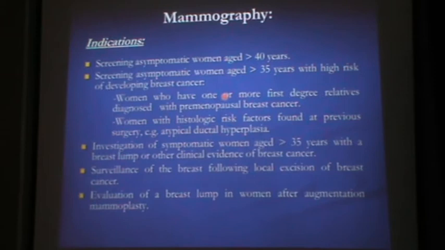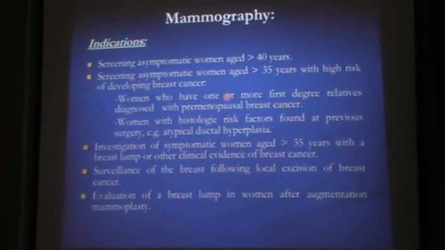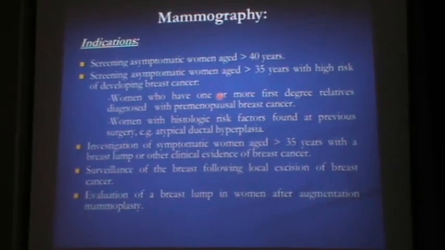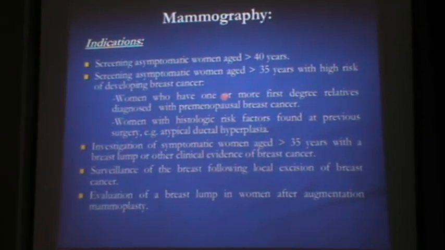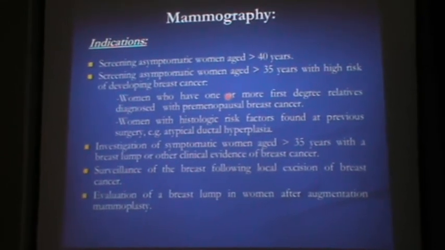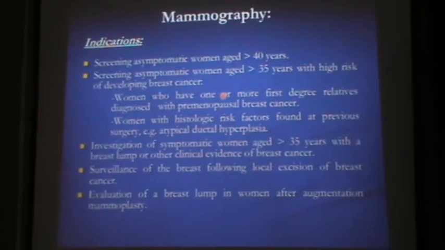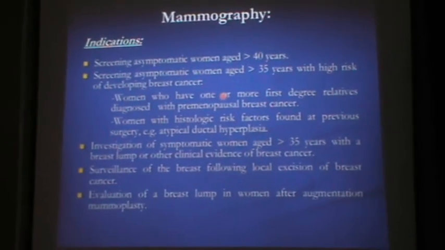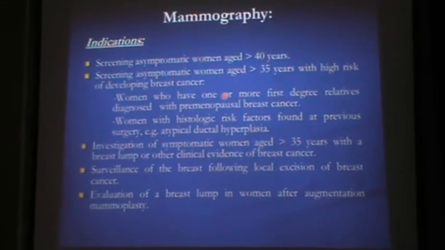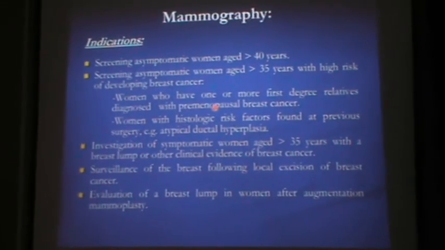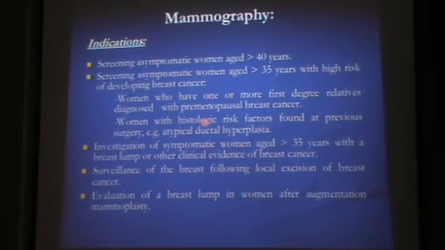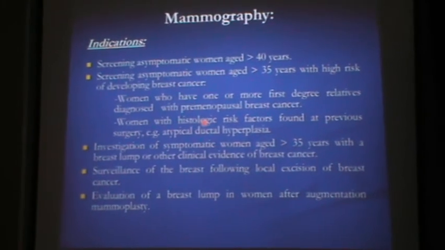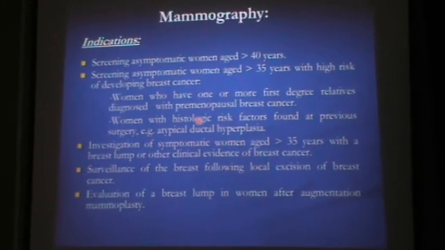The indications of mammography. Mammography is either for screening or diagnostic purposes. Screening mammography is for asymptomatic women aged over 40 years, and asymptomatic women aged over 35 years with high risk of developing breast cancer. For example, women who have one or more first-degree relatives diagnosed with premenopausal breast cancer, or women with histological risk factors found in previous surgery, for example, atypical ductal hyperplasia.